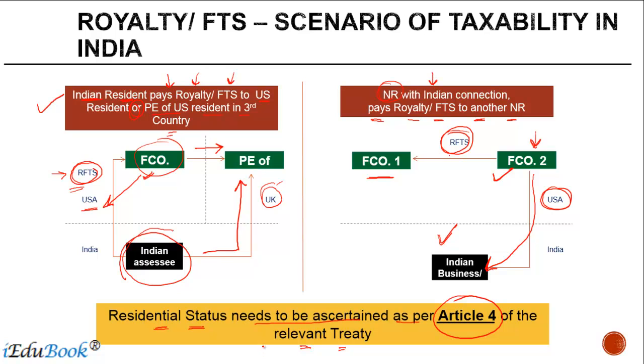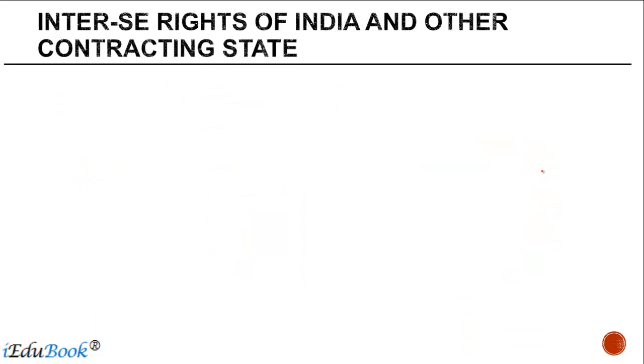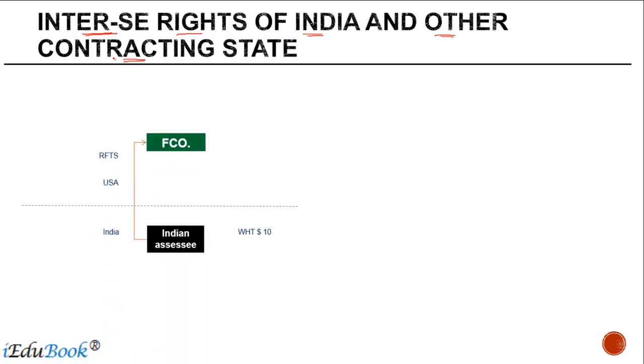right? What Article 4 stands for, for that we will have a different set of presentation which you can go through. Now, in such cases, when a payment of royalty or FTS is made, it is important to understand what are the inter se rights of India and the other contracting state, which is the treaty partner, wherever a payment of royalty or FTS is made.